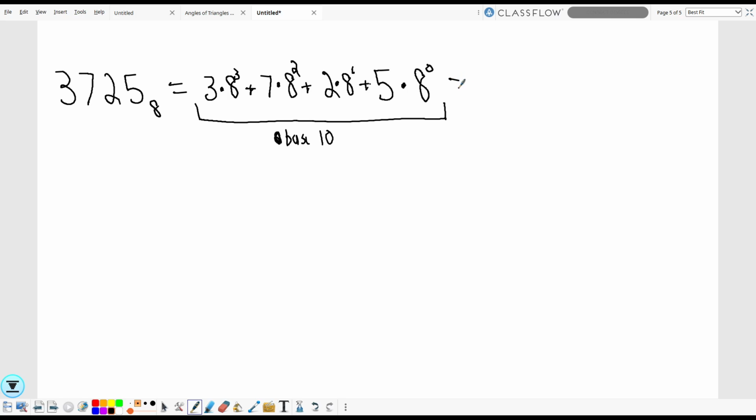So this would equal, 8 to the 0 is just 1, plus 2 times 8 to the first power is just 2 times 8, plus 7 times 8 squared is 64, plus 3 times 8 to the third is 512. And we would just keep doing the math to this.